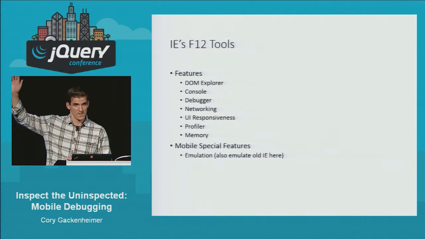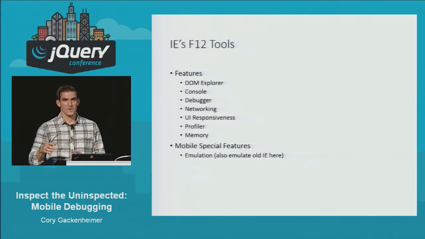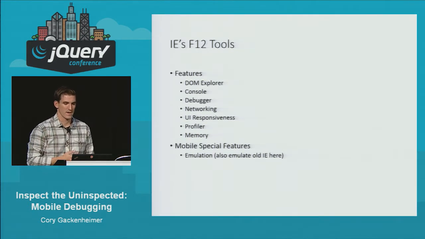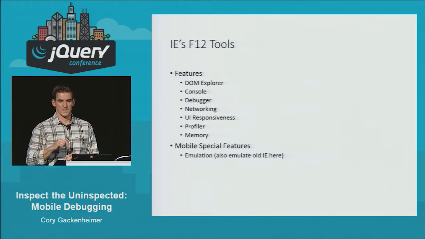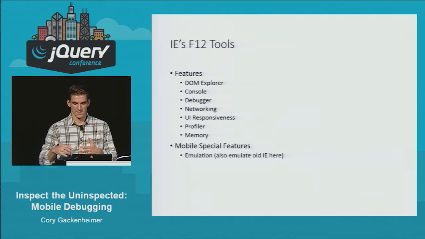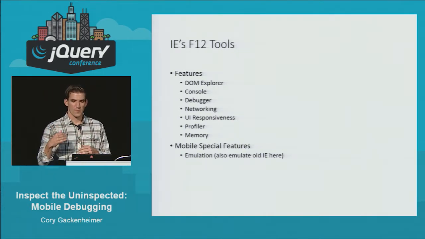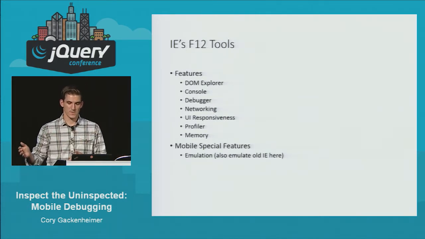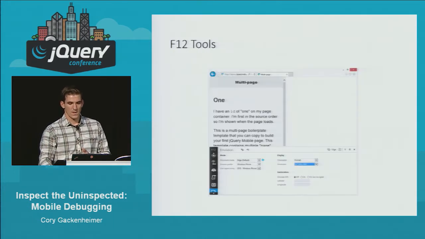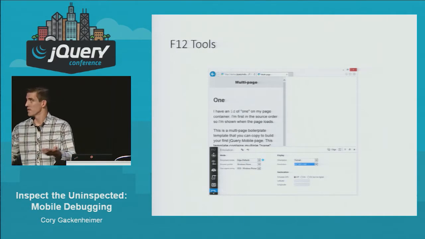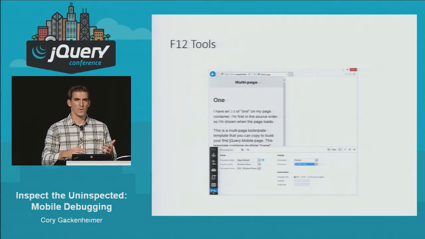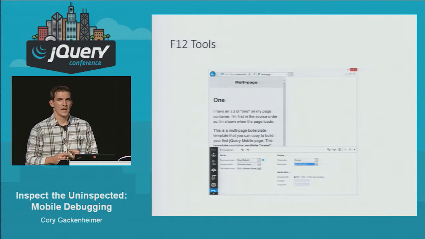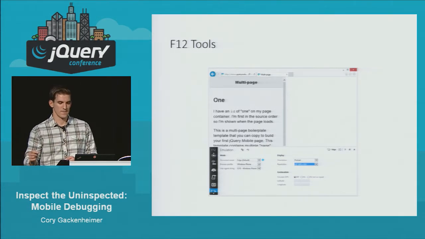Who uses Internet Explorer? Yes, there's a few, all right. So you probably know that with the new IE11, the F12 tools are actually really great. There's a lot of good things that come out of those. It does have mobile-specific features, which we'll talk about here in a second. So it's this emulation mode where you can emulate devices. I primarily use it to emulate old IE so that it can automatically break my site for me. But you can also use it to do mobile. So if you target the device mode for Windows Phone, you can change between Windows Phone 8 and Windows Phone 7, and the different IE 10 and IE 9 that are respective of those.